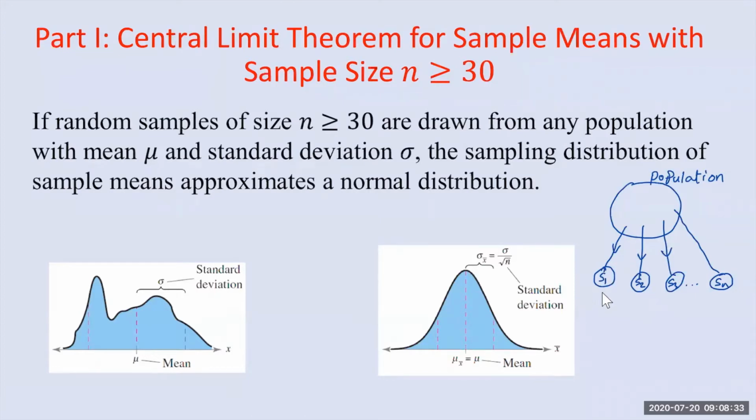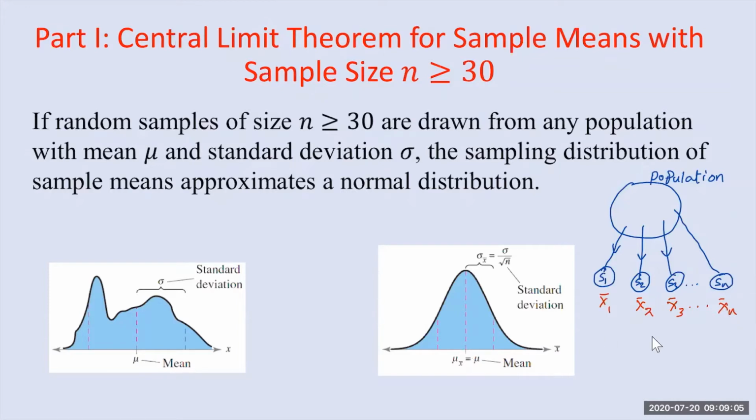Now, after we have the samples, we are going to find the mean of each sample. For example, the mean of the first one is x1 bar. The mean of the second one is x2 bar. The mean of the third one is x3 bar. And the mean of the last one, the nth sample, is xn bar. If it is the 50th sample, this is the 50th mean. If it is the 20th sample, that is the 20th mean.